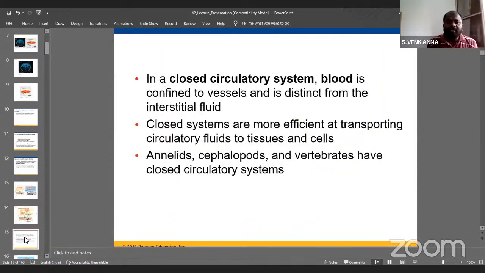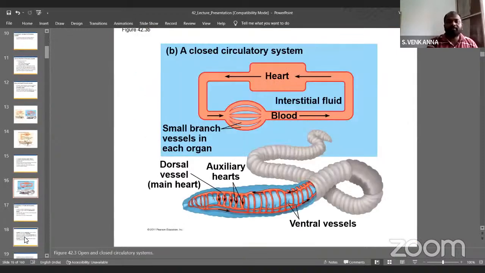Then next one is the closed circulatory system. Blood is confined to vessels and distinct from the interstitial fluid. Closed systems are more efficient at transporting circulatory fluids to tissues and cells. Annelids, cephalopods, and vertebrates have a closed circulatory system. So this is the complete image of the closed circulatory system.